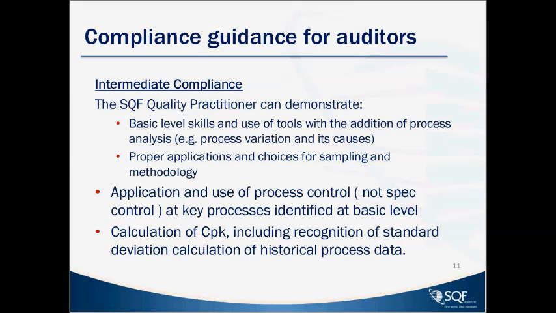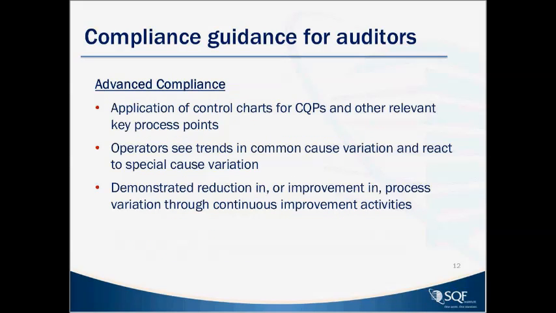The application use of process control, not with specifications, because we want to let the numbers from the data, as the title said, we want to let the data do the driving. It should be applied at key processes that were identified at your basic level. And now adding different things like Cpk, which is process capability analysis, that we'll show you a little bit later in the webinar, and including the recognition of how to calculate standard deviation and the calculations using historical process data. So that would be the expectations at an intermediate level.